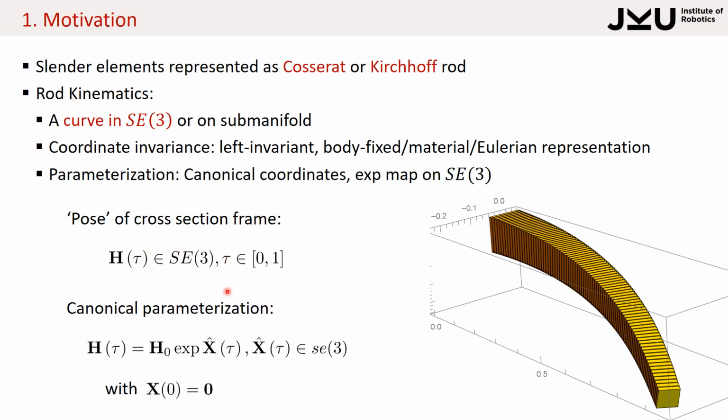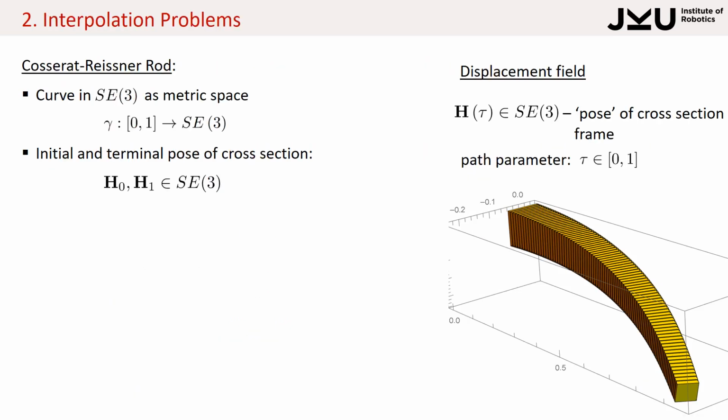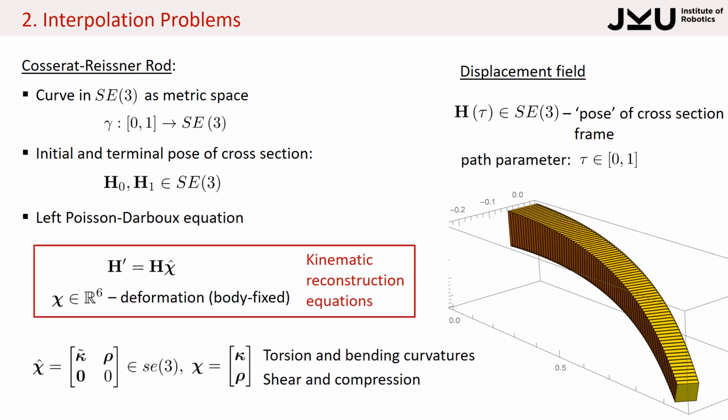And of course, we need to parameterize it. There are different ways of doing this, like Cayley-Rodrigues parameters or any other non-canonical parameters, but we are using the exponential mapping, where the capital X here denotes the screw coordinates on SE3. So the Cosserat-Reissner rod is the most general kind of rod that you could imagine, and the kinematics is described by introducing some sort of a deformation measure, which is called chi here in this case. And this corresponding six-vector comprises the torsion, bending, curvature, and also the shear and compression.